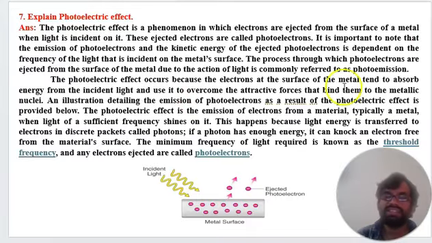And you can read all these points thoroughly, and you will understand what photoemission is, what the threshold frequency required is, and what photoelectron emission is. You will understand more about this one.